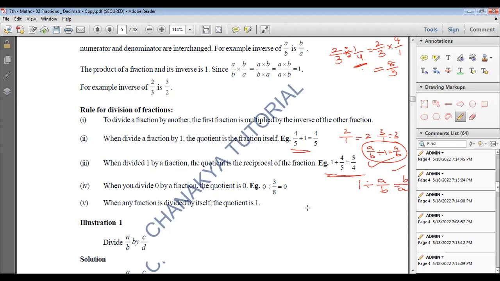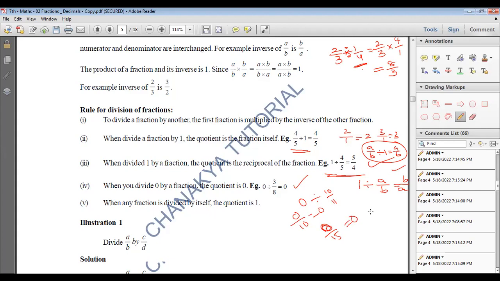Coming to the next part, you see the fourth case here. When you divide 0 by any fraction, suppose 0 divided by 10 by 11, 0 by any number gives you 0, like 0 by 10 is 0, 0 by 15. We are already doing this part with whole numbers, 0.